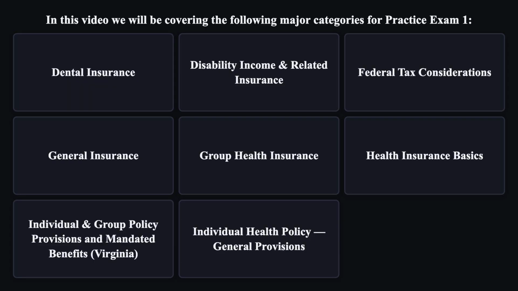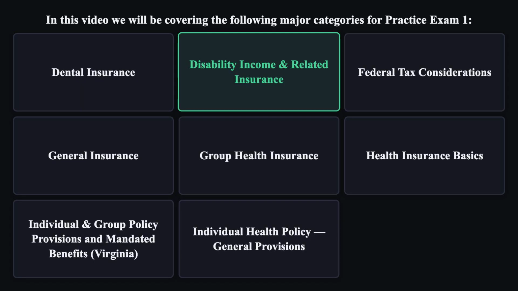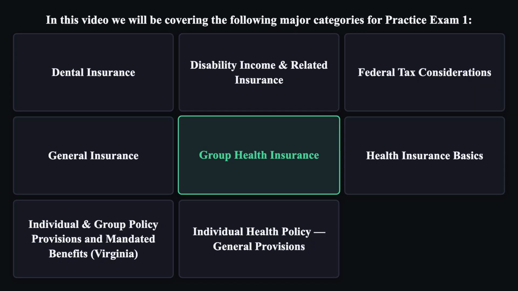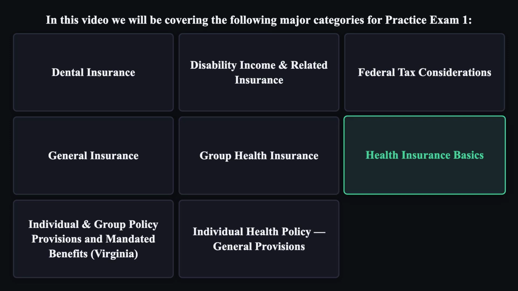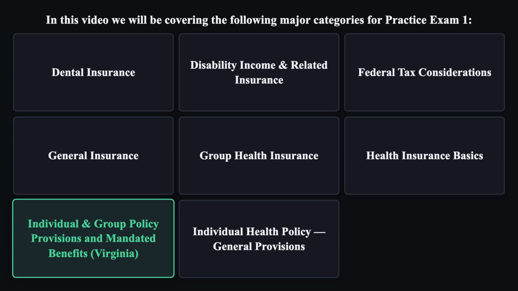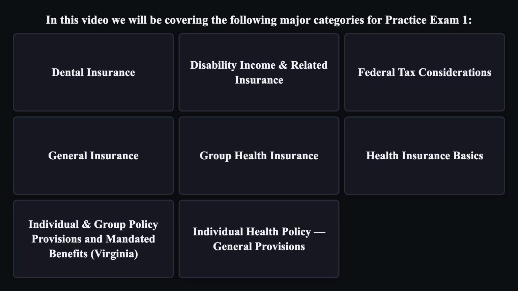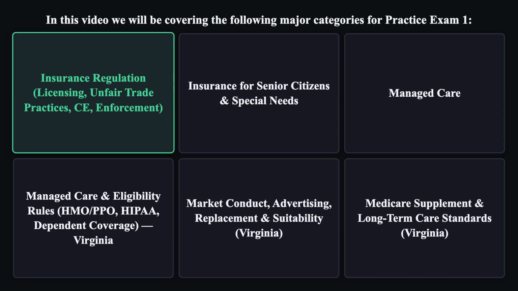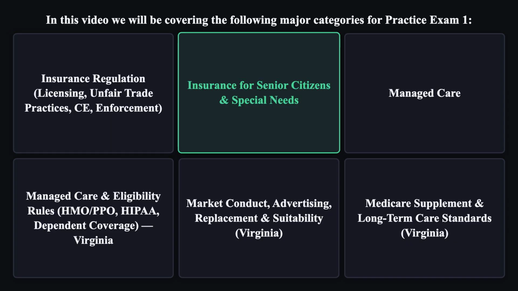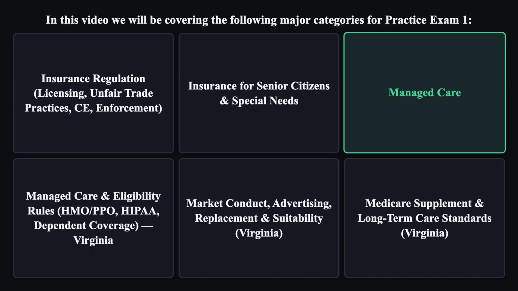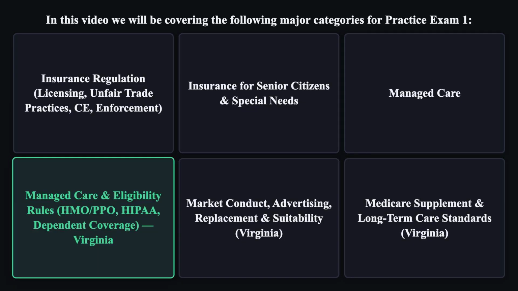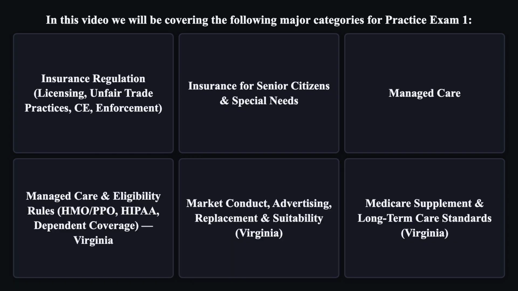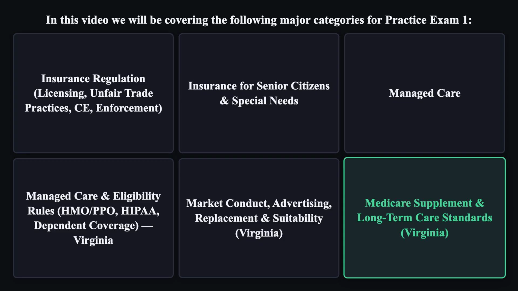Dental insurance, disability income and related insurance, federal tax considerations, general insurance, group health insurance basics, individual and group policy provisions and mandated benefits, individual health policy, general provisions, insurance regulation, insurance for senior citizens and special needs, managed care and eligibility rules, Virginia, market conduct, advertising, replacement, and suitability, Medicare supplement and long-term care standards.